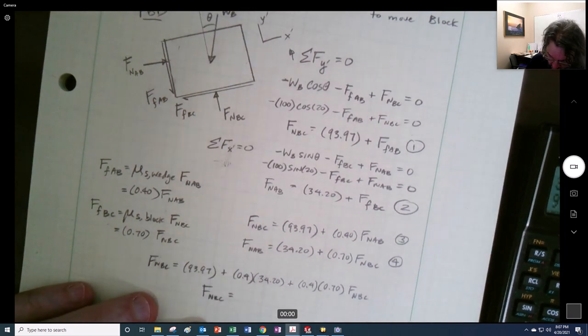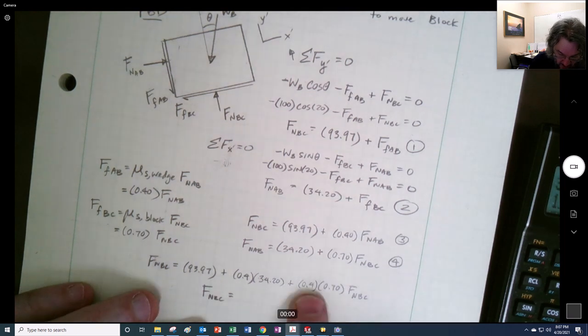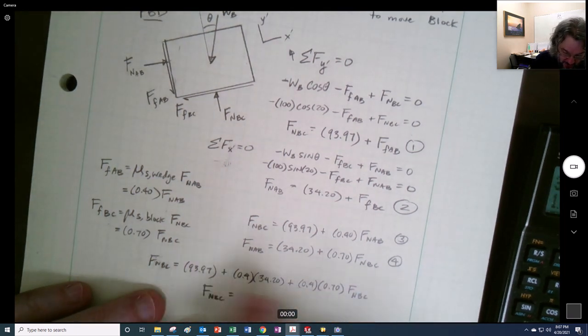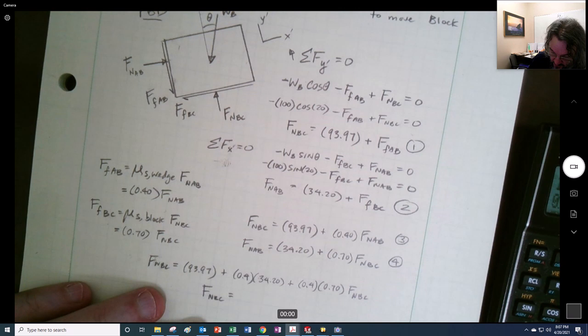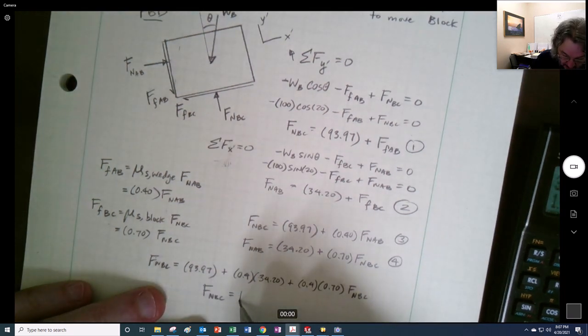So 93.97, 0.4 times 34.2. Add them together. And now I'm going to bring this over to that side. So it's going to be 0.4 times 0.7, but minus 1 right there. Or subtract that from 1 and divide that over here. And I say that this is 149.5, and these are pounds.